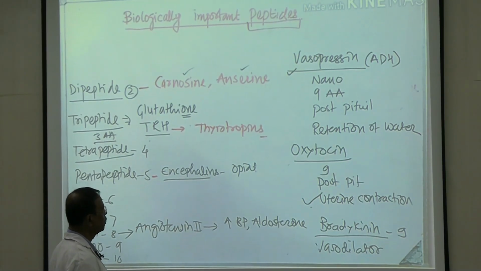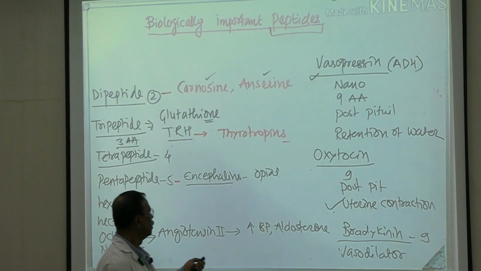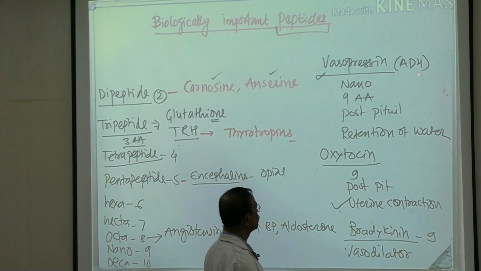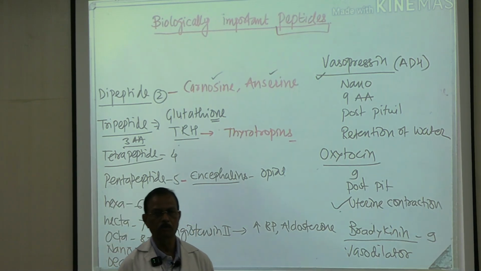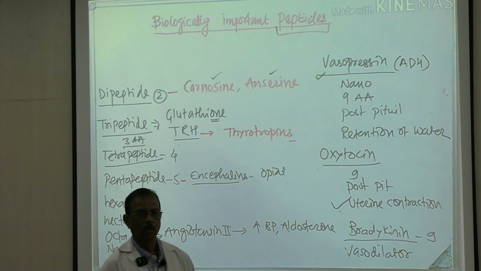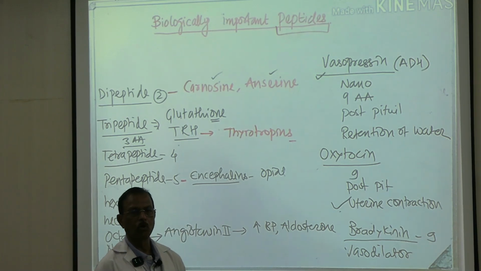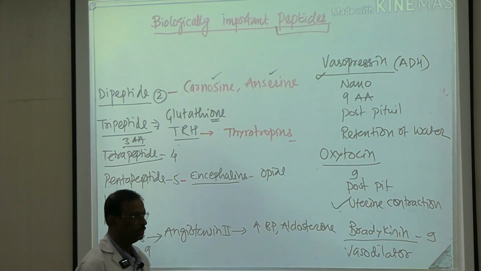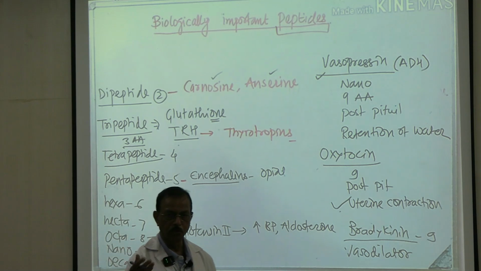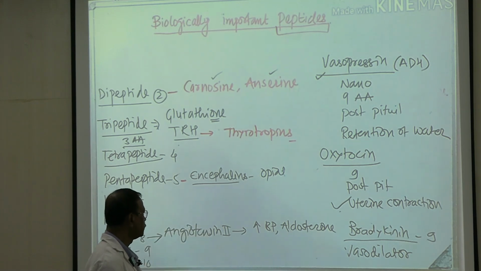Vasopressin is a 9 amino acid peptide. It is also called antidiuretic hormone, released from the posterior pituitary. This is also secreted when there is a volume depletion in the body. Antidiuretic means it prevents excessive urination and retains more water in the body. So its function is retention of water.